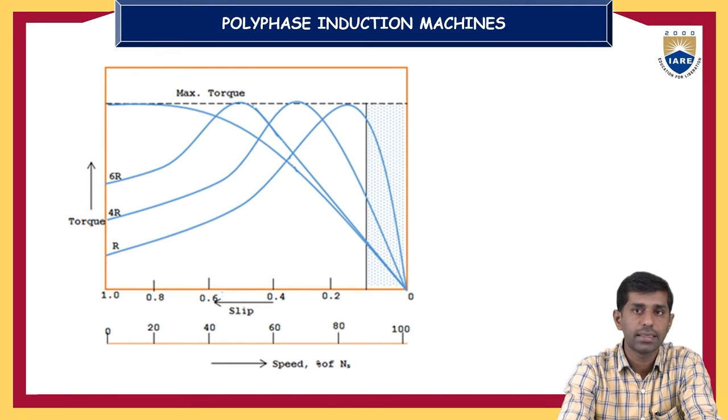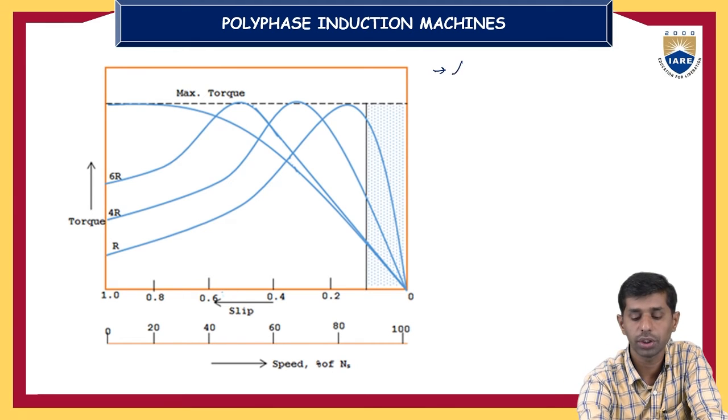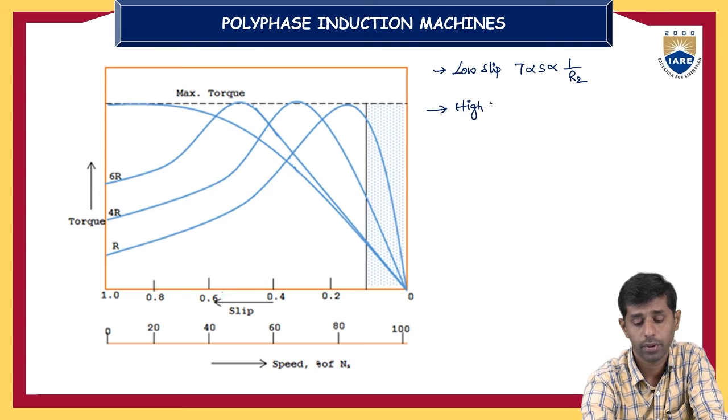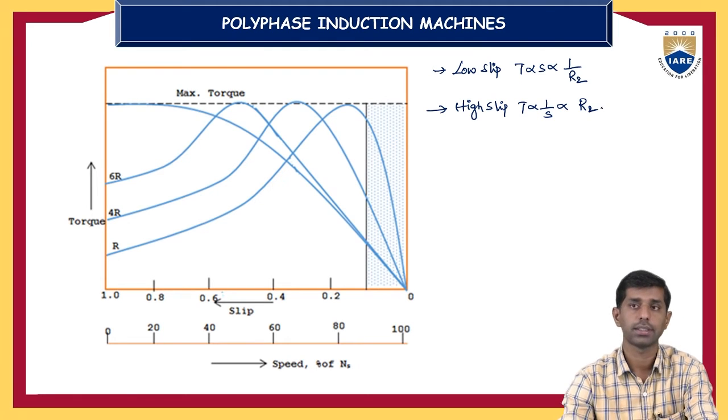Next, we will look into the impact of rotor resistance on the starting torque of the induction motor. Under the low slip region, torque is proportional to the slip and inversely proportional to the rotor resistance. Under the high slip region, that is, at starting, the torque is inversely proportional to the slip and directly proportional to the rotor resistance.